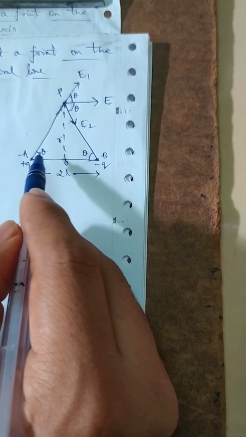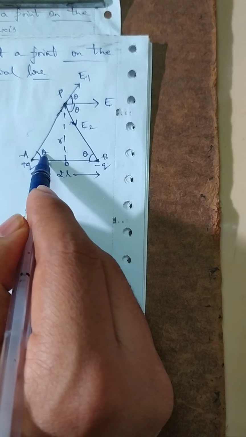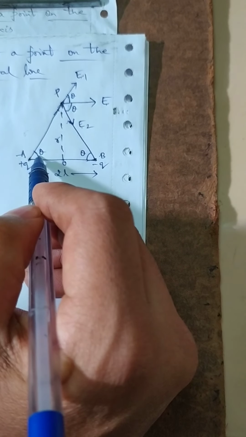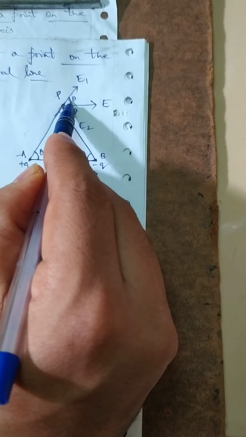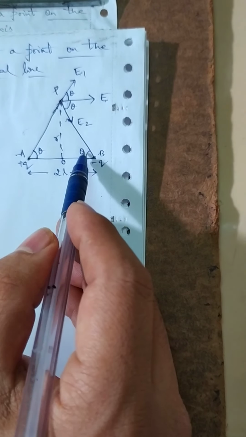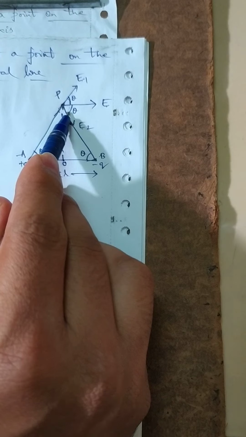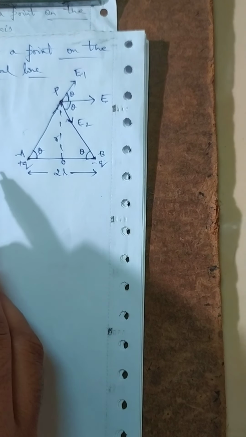Now, if this is the angle theta, then according to alternate angles, even this should be the angle theta itself. Similarly, if this is the angle theta, even this should also be theta, alternate angles again. So this is the explanation of the figure.